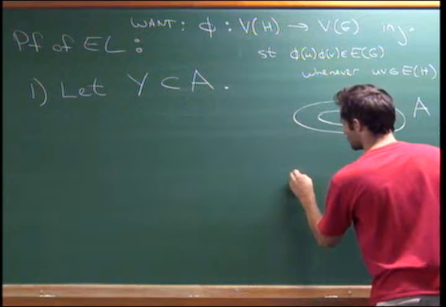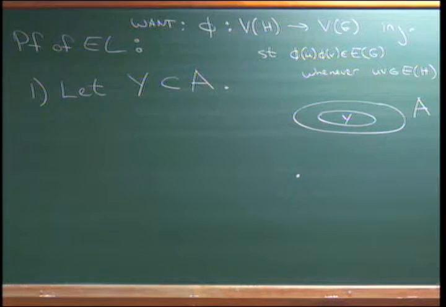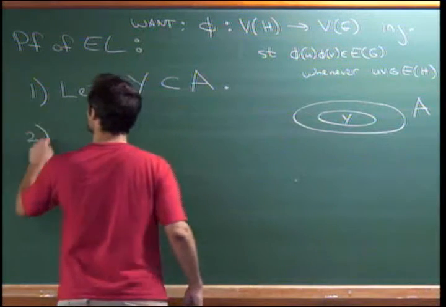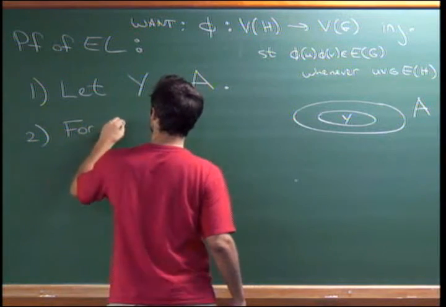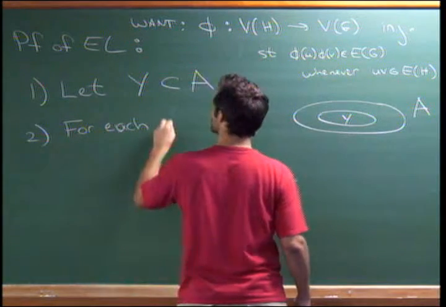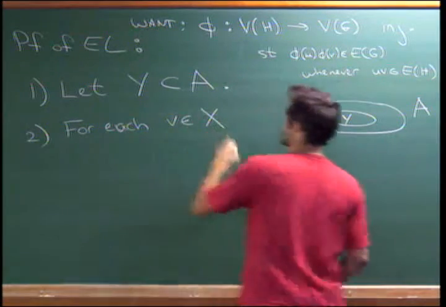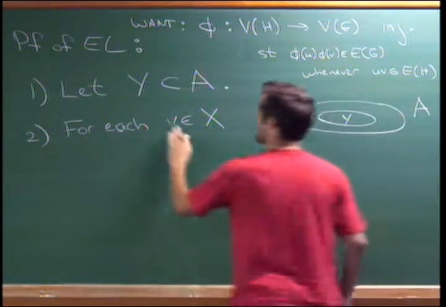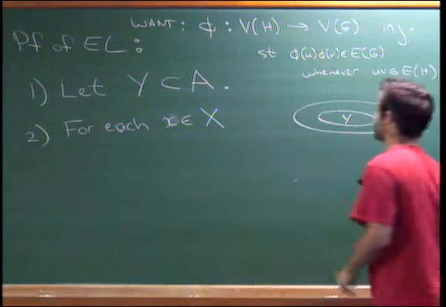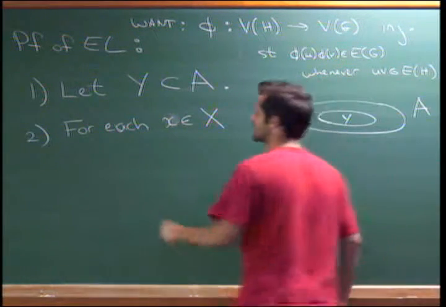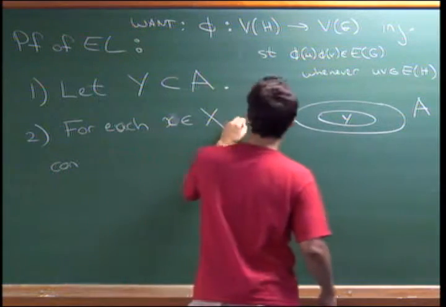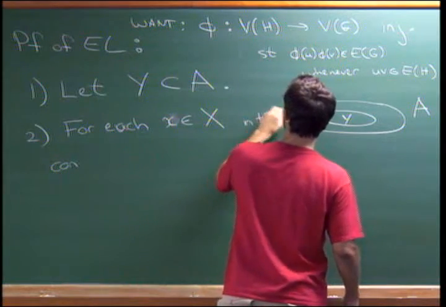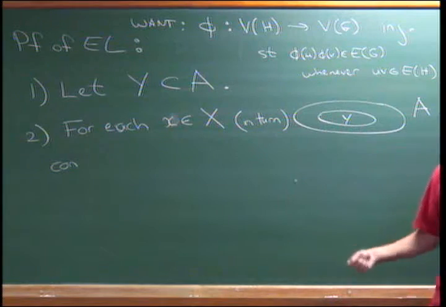So what do we do? Well, what we do is we look at a vertex. So for each vertex of X, let's call it an X, to make it even clearer, in turn maybe. So I'll go through them one by one.